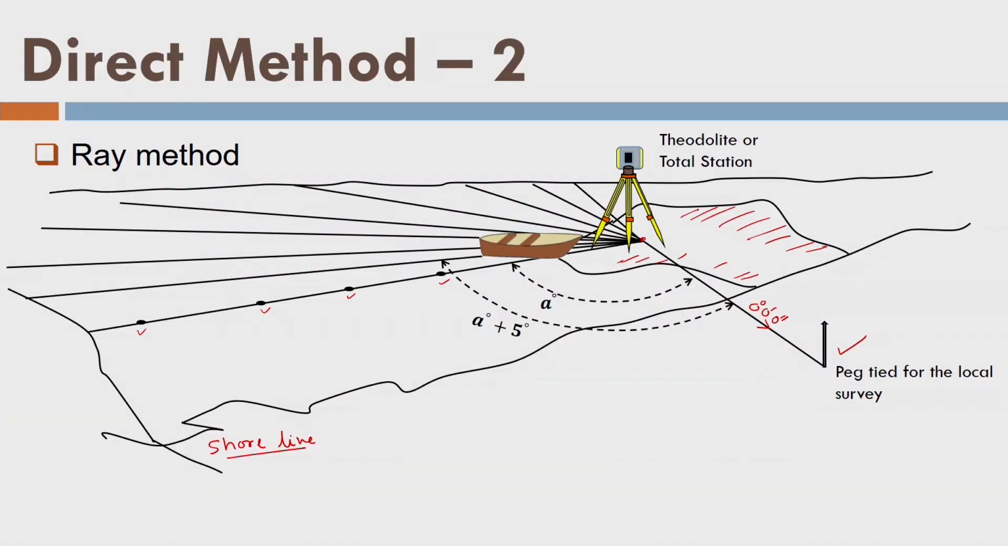What is next? We will stretch another ray line at plus 5 degrees. That means an increment of 5 degrees. Again we will repeat the same process, so we collect these points. We will come back, and then next time we will have a 5 degree increment like this, and again we will collect these points. You can understand how easy the ray method is, where only one surveyor is controlling the complete survey.